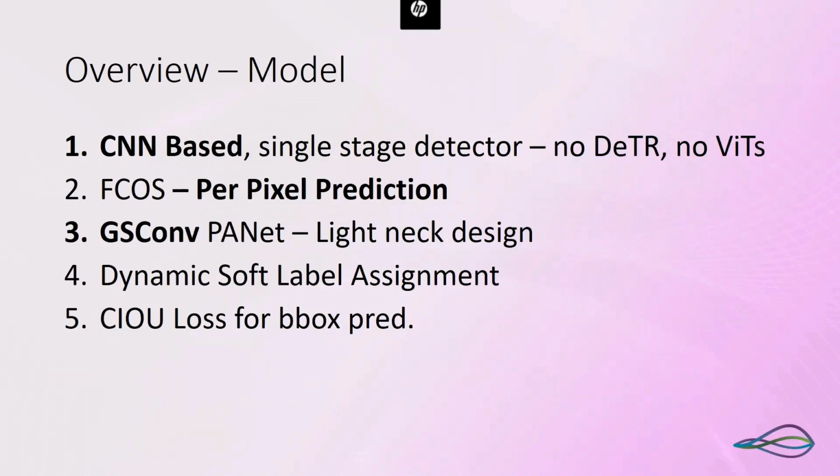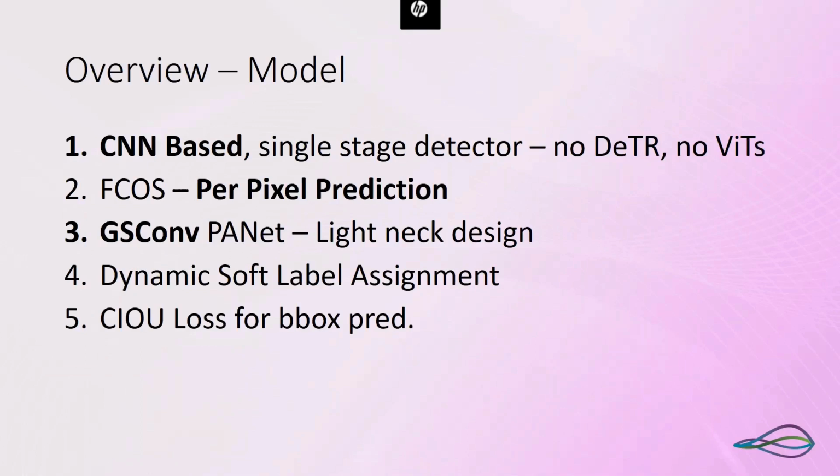Overview of our model: it is a CNN-based single-stage detector. No transformers, no ViTs. Transformer models are really bulky, and we would have required 100 to 200 MB to store that model, whereas this current model is just 13.58 MB in FP32. If we move to FP16, we could even scale this down.